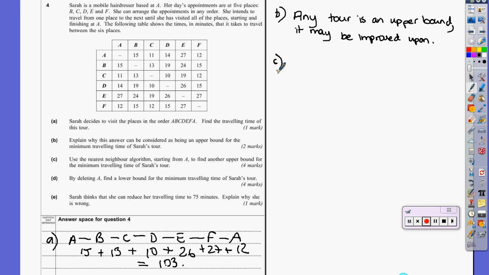2 points. Any tour is an upper bound. It may be able to improve it. It isn't definitely, it might be possible. It's not a definite. It could be improved, it would be improved. It may be possible to improve upon it.